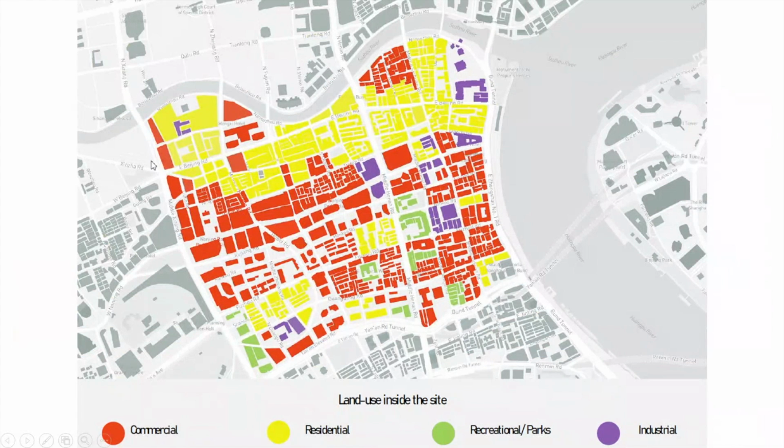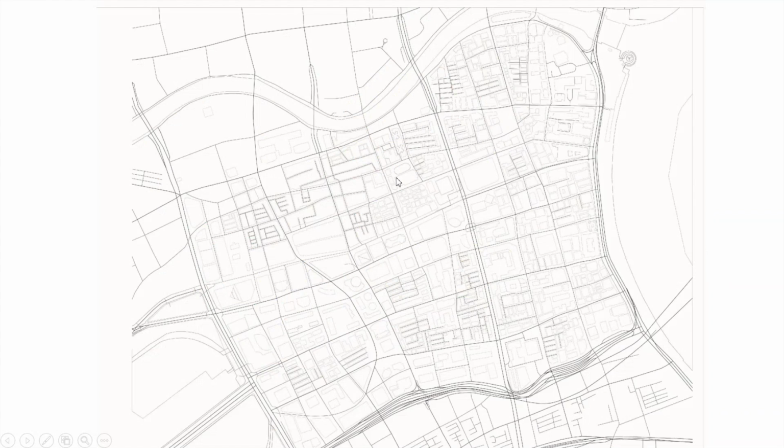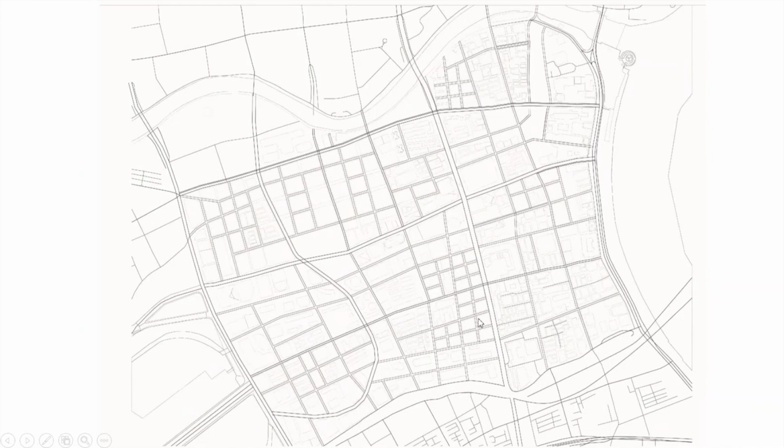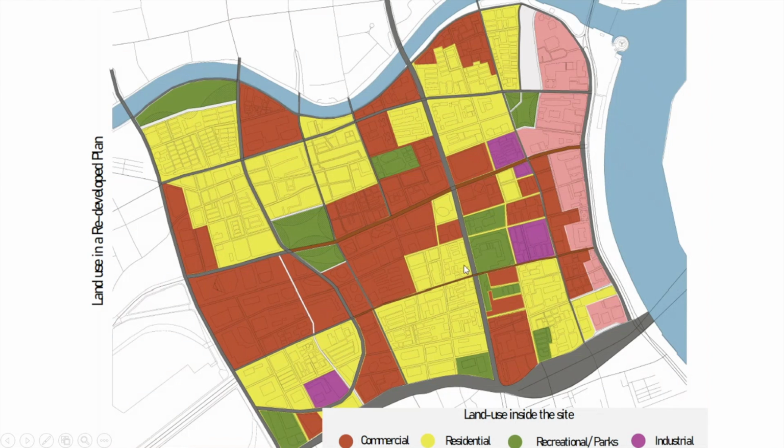So this is the site location for the planning project, and this is in Shanghai, and the area is the Shanghai Bund. This is the land use inside the site, and the original plan is kind of complicated with all of these smaller streets inside these blocks. After introducing superblocks into my plan, this is what it became, and this is the land use.